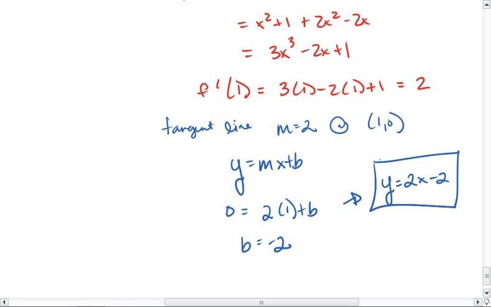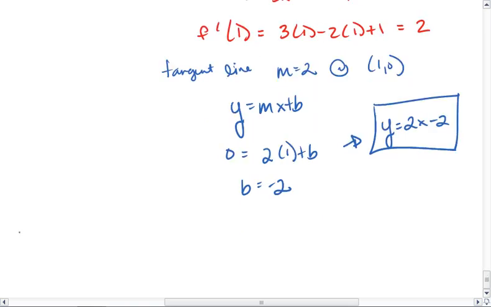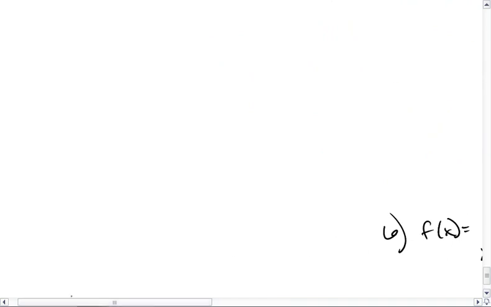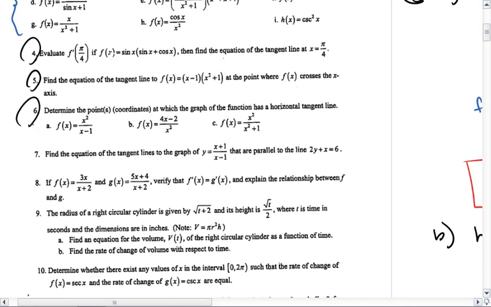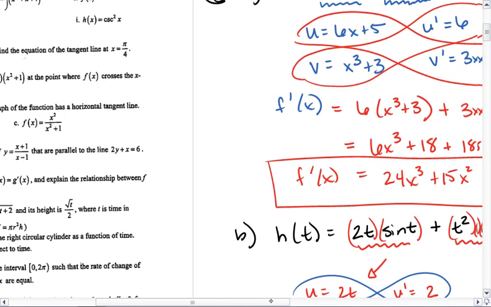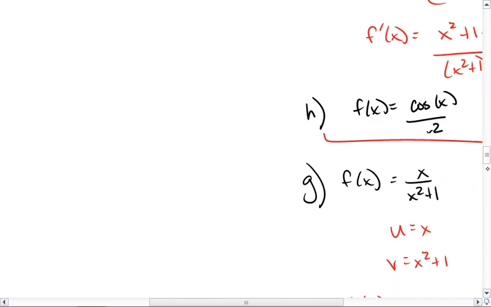Okay, for problem 6, we are given that f of x equals x squared over x minus 1. Let's double check and see what the problem is actually asking for. Problem 6 wants us to determine the point, or the points, the coordinates, at which the graph of the function has a horizontal tangent line. So that first one's actually just part A.